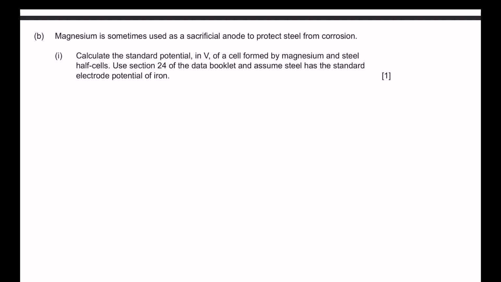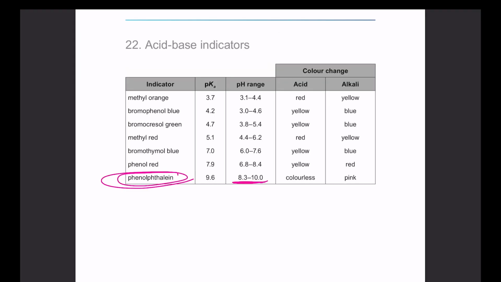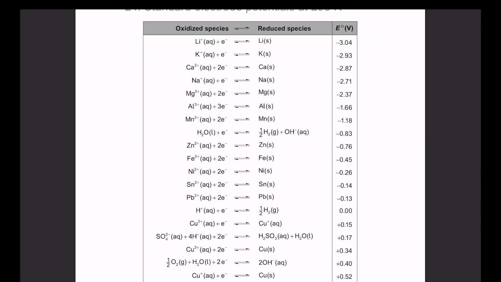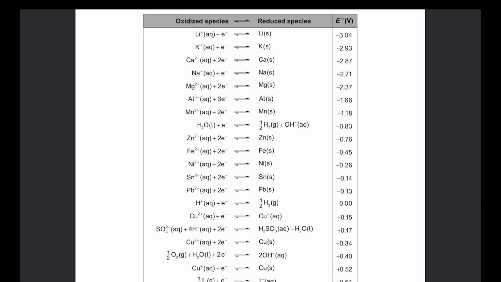Moving on to 2B. Magnesium is often used as a sacrificial anode to protect steel from corrosion. So calculate the standard potential for a cell formed by magnesium and steel half cells. We can use section 24 of the data booklet and assume steel has the standard electrode potential of iron. So section 24. Here is section 24. We need magnesium and steel. Steel, they said to consider iron. So magnesium is this one, right? And for steel, iron, we can choose this one.